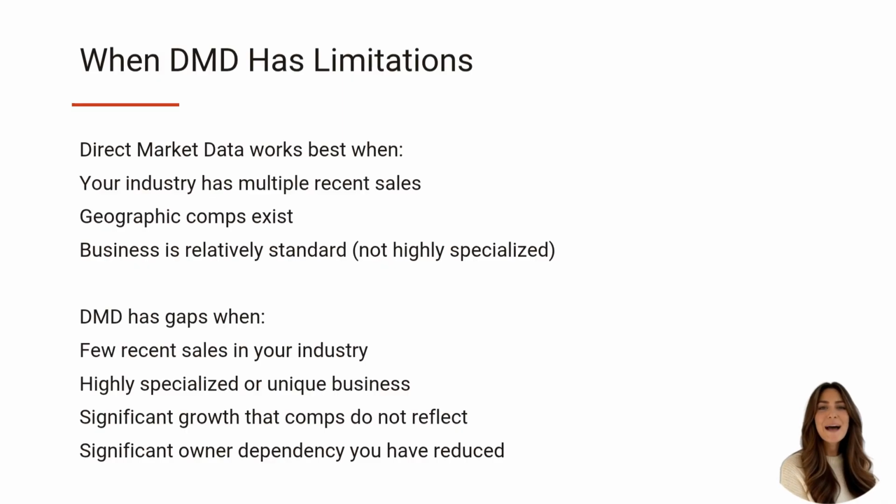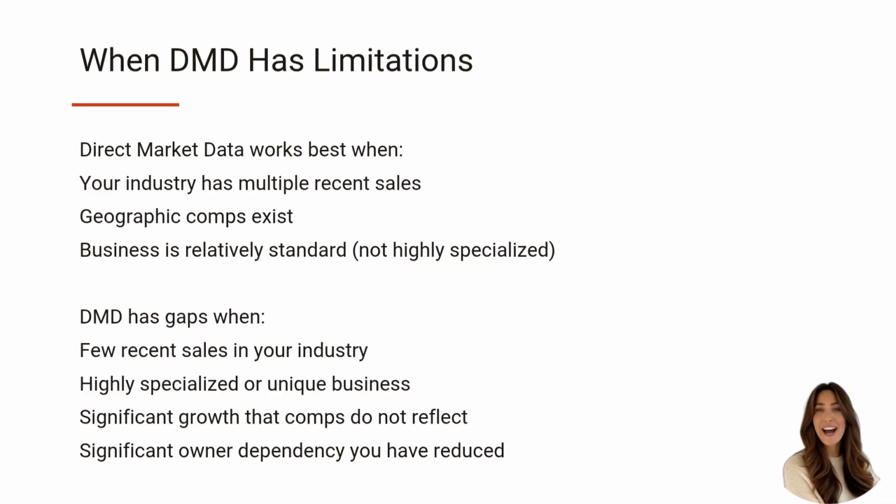Direct market data is powerful, but it has limitations. If your industry has lots of sales data, it is great. But if there are only 3 sales nationally of businesses like yours in the past 2 years, you have got a problem. Comps might not exist or might be weak.